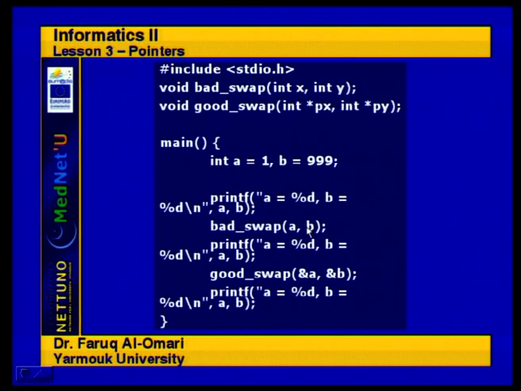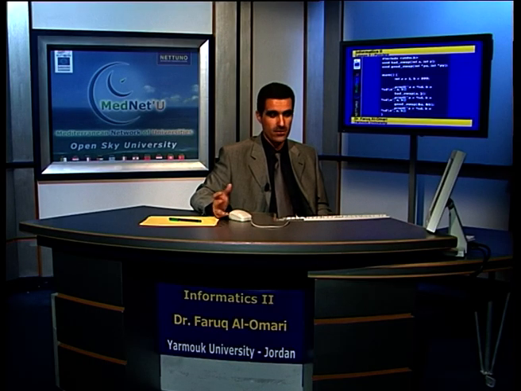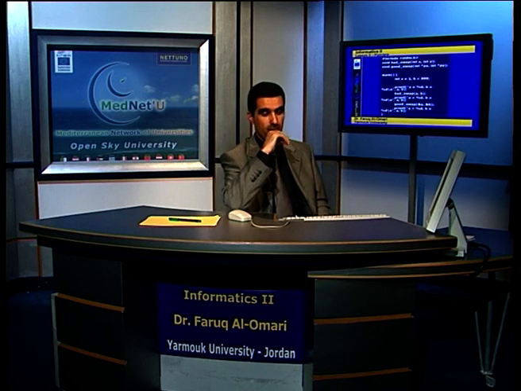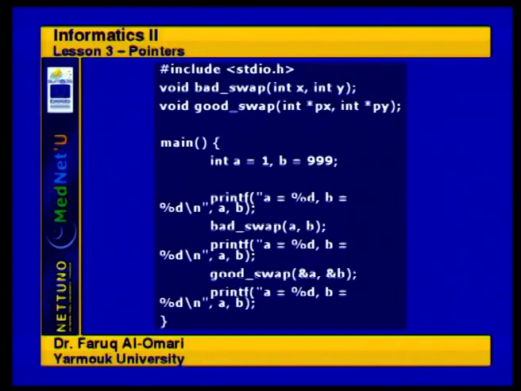Then after that, I'm making a call to this function which is called bad swap, which takes a and b as its arguments, the actual values of a and b. So I'm passing by value. Copies of the values of a and b are going to go to this bad swap function, and then they're going to be processed. Once I return, I'm going to display the result on the screen for a and b as well. Same statement as here, but this one comes right after the function call.